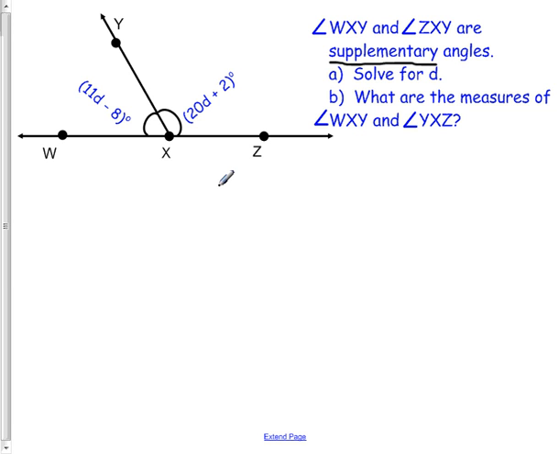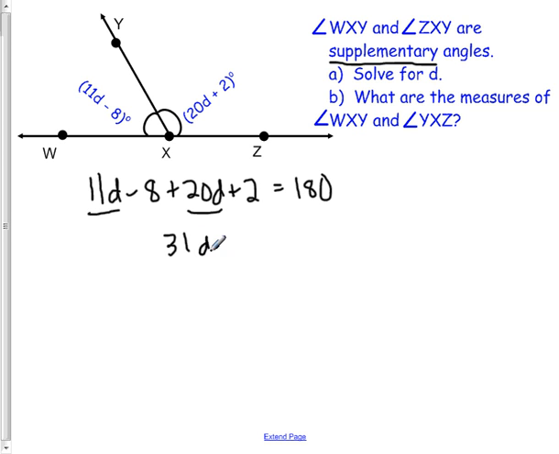Okay, so let's set it up. We got 11D minus 8. We're going to add this equation, and these two are going to add up to 180. So plus 20D plus 2, and that's going to equal 180. Okay, now we combine like terms. 11D and 20D, that's 31D. We get minus 8 and plus 2, that's going to be minus 6.